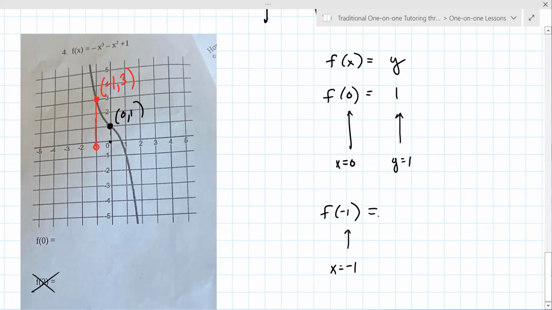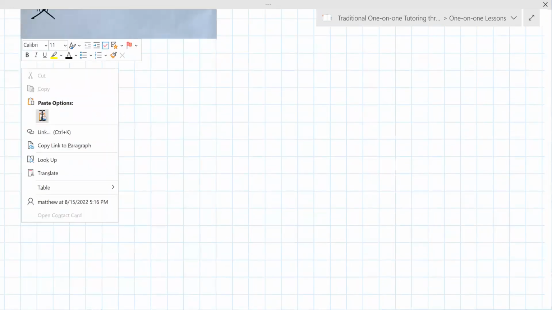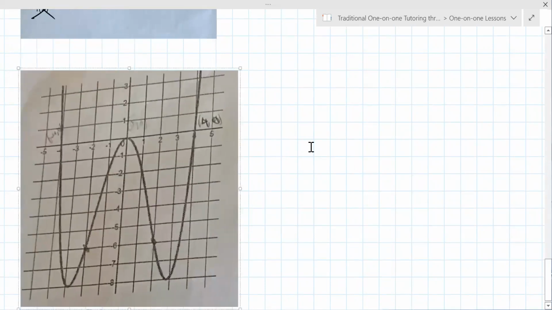So f of -1 equals 3, and what that means is that y is 3. x is -1 and y is 3. All right. Okay, so x is -1, y equals 3. So then would you be inserting the -1 into an equation? No, because you have the graph. Okay. Let's keep this going here. I want you to find f of 0. And that means that x is 0.